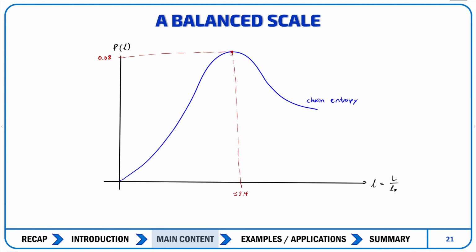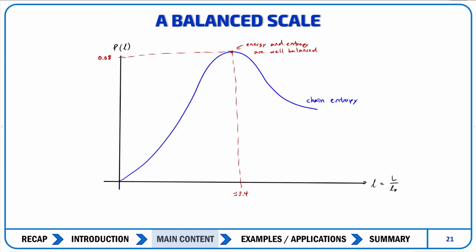This peak is going to tell us that our energy and entropy are well balanced. So this means at exactly a length of approximately 3.4, there is a very high probability of maximum entropy taking place. So this is an optimal partnership between probability and length.